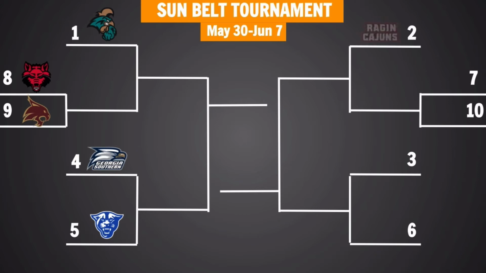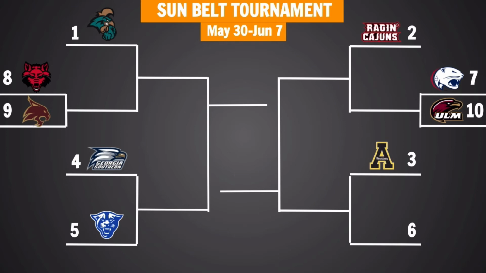As for the 2 seed, we have got the Ragin' Cajuns of Louisiana. They're coming in at the 2 seed. They're going to have the first round bye, and they're going to play the winner of the 7 versus 10 matchup, with the 7 seed being South Alabama and the 10 seed being Louisiana Monroe. We got South Alabama and Louisiana Monroe going head-to-head in the first round, pretty much in a play-in matchup to play at Louisiana.